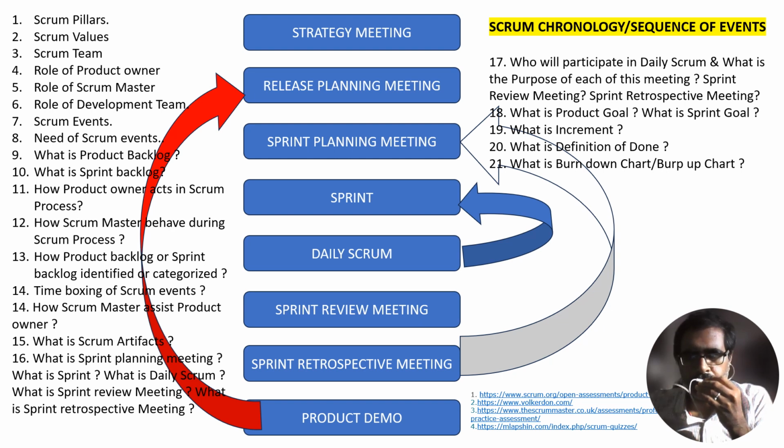A product backlog may be changed to add more details or to refine estimates. This is referred to as grooming or refinement of the product backlog.